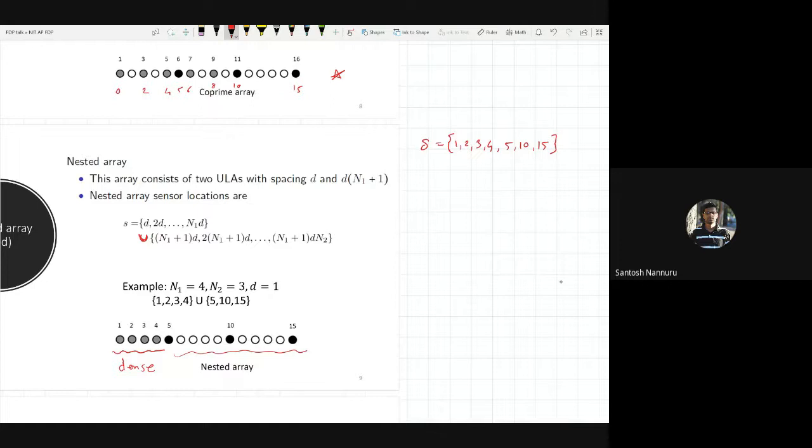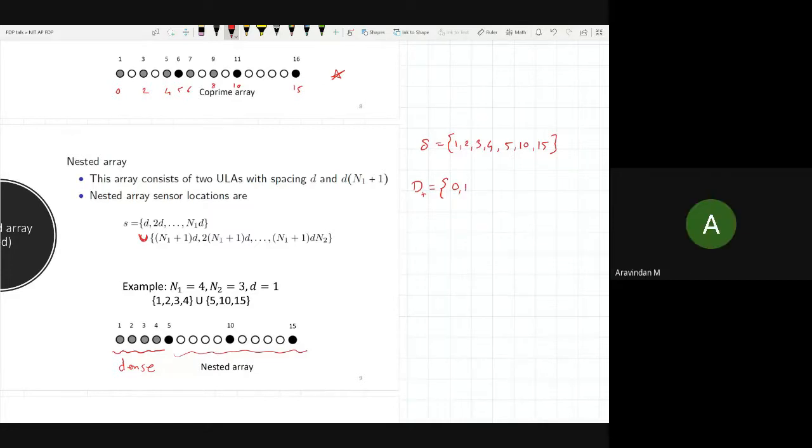Okay, I want to list the difference set. I will list only the positive part of it. Let me call it D plus. So we'll have 0 always, right? Anything minus the same thing will give me 0. Do I have 1? We have to find all possible pairwise differences and see what all numbers we get. So that's the idea of the difference coarray. Correct. So do I have 1 here?